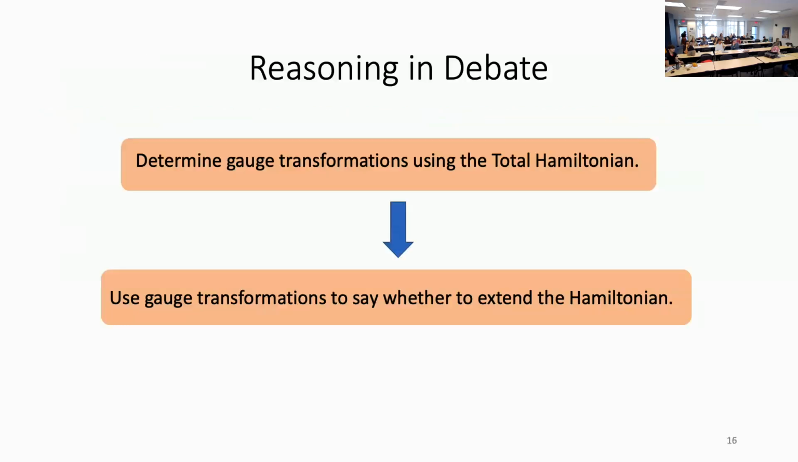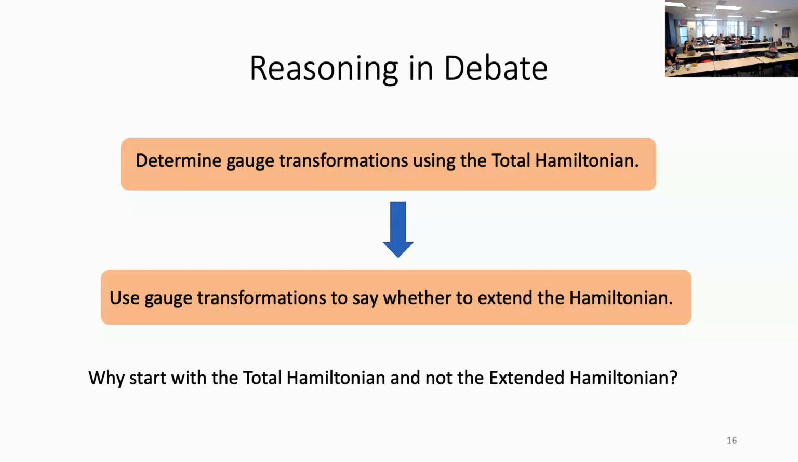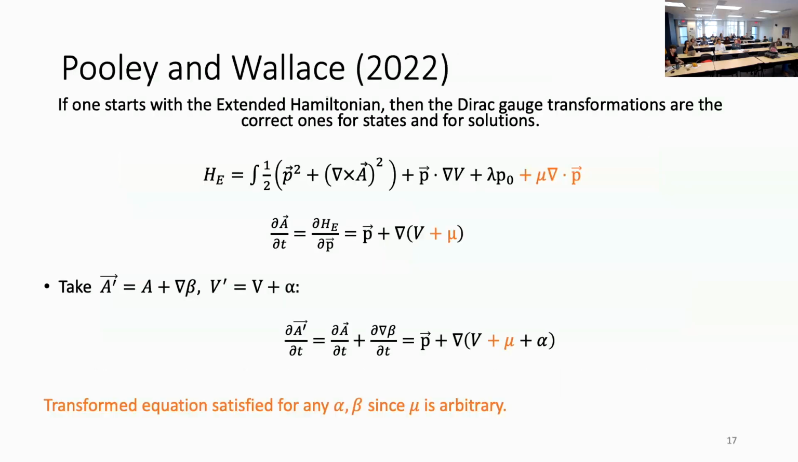In particular, the reasoning that I'm going to put pressure on is the idea that one first determines the gauge transformation using this equivalence class represented by the total Hamiltonian, and then we use the gauge transformation to say whether we should consider this more extensive equivalence class of Hamiltonians. So the question here is why should we start with the total Hamiltonian in the first place and not this extended Hamiltonian? Indeed, in a recent paper, David Wallace and Oliver Cooley argue that at least in the case of electromagnetism, if one starts with this extended Hamiltonian, then the Dirac gauge transformations just are the correct ones, both for an understanding of gauge transformations on states and for solutions.